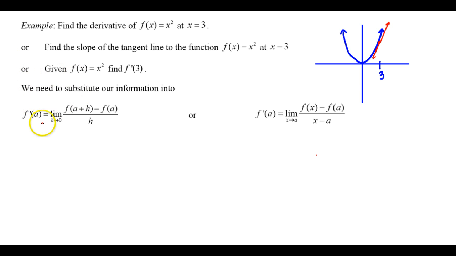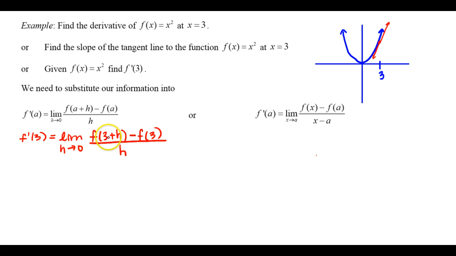So let's go ahead and plug in our values. Our a value is going to be 3, so we're in search of f prime of 3, which is the limit as h goes to 0 of f of, so in place of a, I'm going to have to put the number 3. So f of 3 plus h minus f of 3 all over h. So now I want to solve this limit.